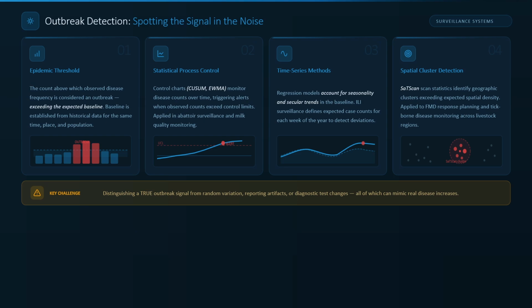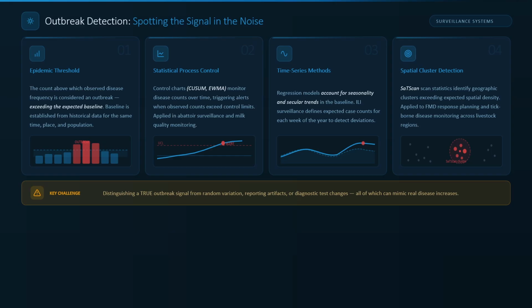Time series methods go a step further by using regression models that account for seasonality and longer-term secular trends. Influenza-like illness surveillance is the classic case. You define an expected case count for each week of the year, then watch for deviations from that week-specific expectation.